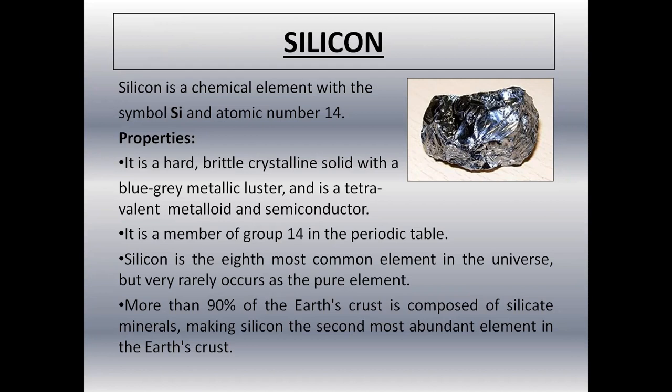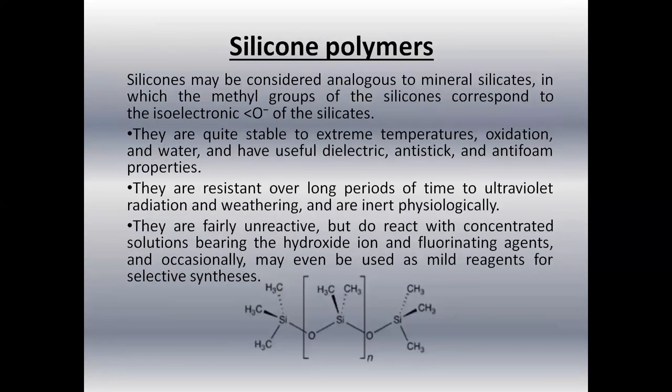Silicon is the 8th most common element in the universe, but very rarely occurs as a pure element. More than 90% of the Earth's crust is composed of silicate minerals, making silicon the second most abundant element in the Earth's crust. Silicon polymers.